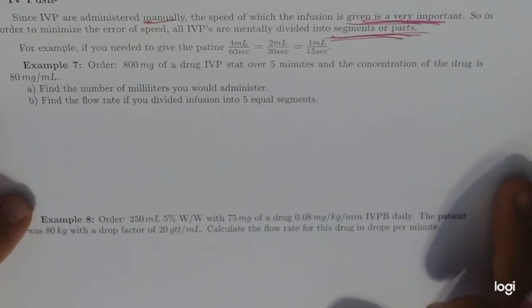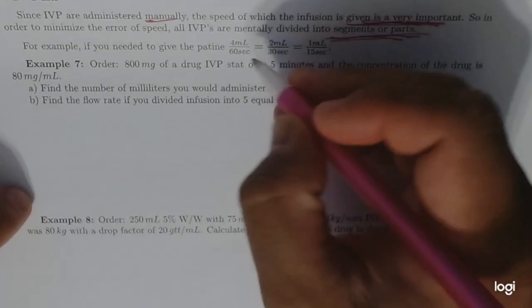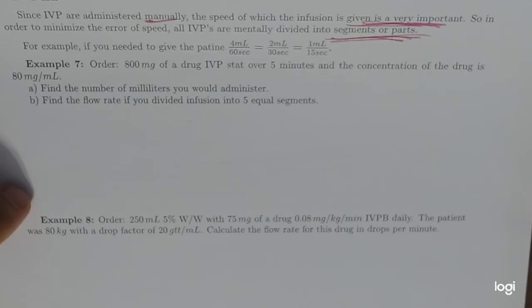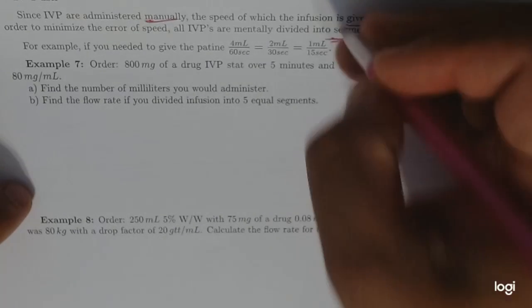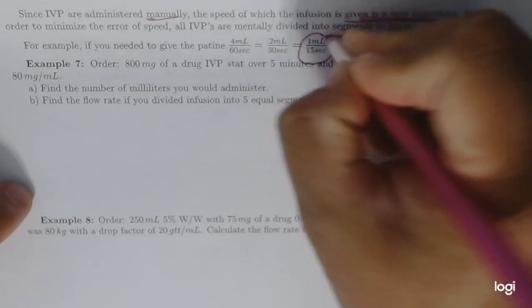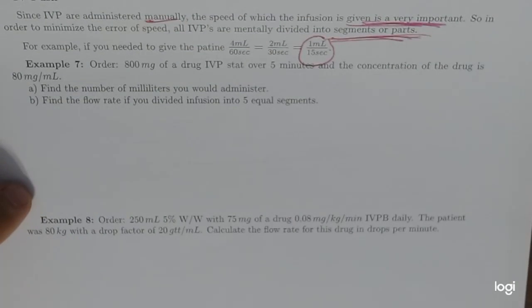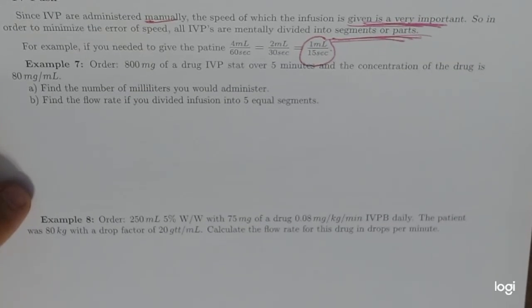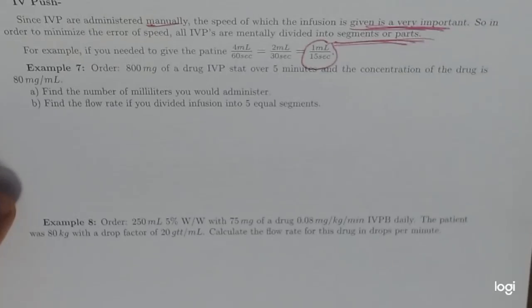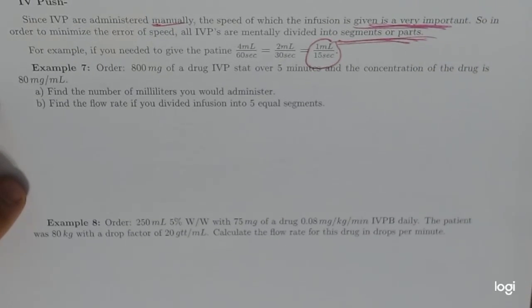So here's a little example of what I mean by that. For example, if you needed to give a patient 4 milliliters every minute, you would just break it down into even smaller parts. If you divide it by 2, that's 2 milliliters every 30 seconds. If you divide again, that's 1 milliliter every 15 seconds, which is much easier to see and go by than 60 seconds, which is a long time to count, right? So if you do 1 milliliter every 15 seconds, it minimizes the error involved when it comes to the whole portion itself. Okay, so here's a little example illustrating this as well.